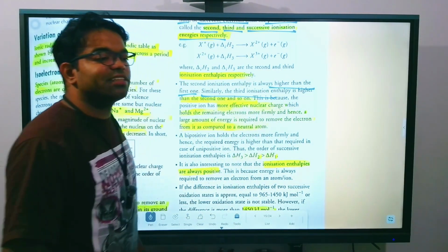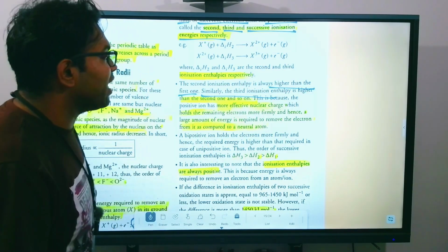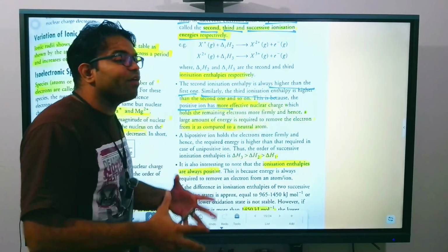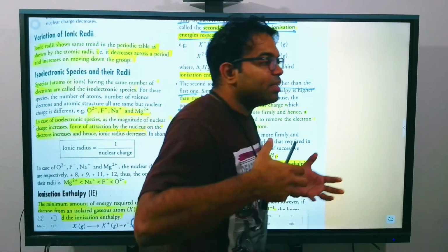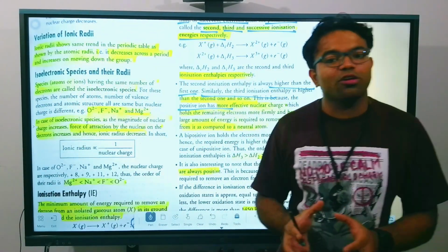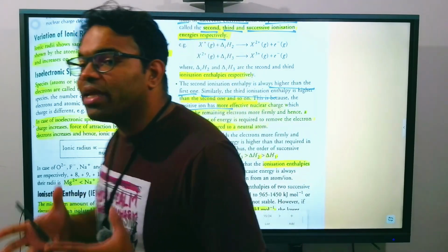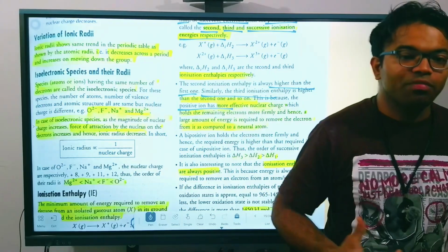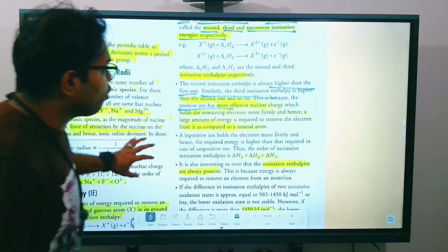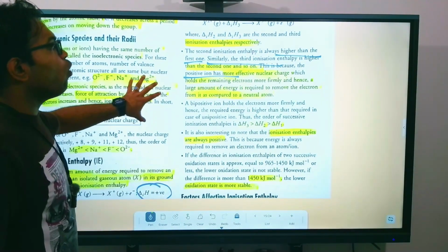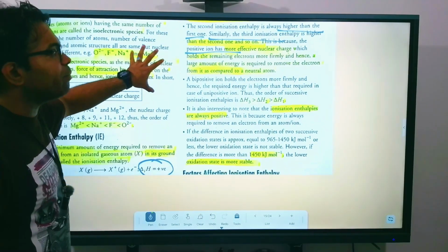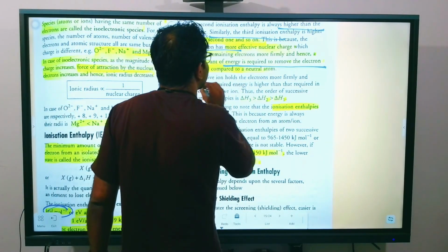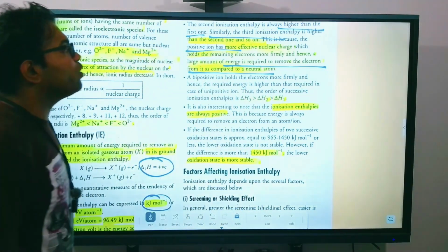Similarly, the third ionization enthalpy is even higher than the second one, and so on. This is because the positive ion has a more effective nuclear charge. The hold on the electrons by the nucleus actually increases as we go on removing the electrons, so the ionization enthalpy keeps on increasing. The ion holds the remaining electrons more firmly, and hence a large amount of energy is required to remove the electrons from it as compared to a neutral atom.